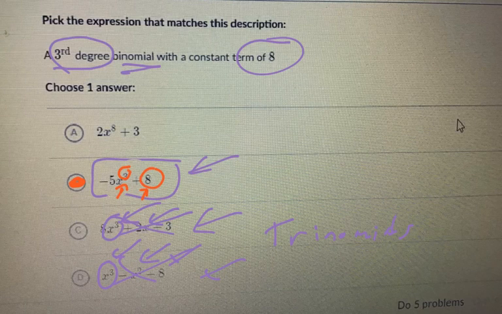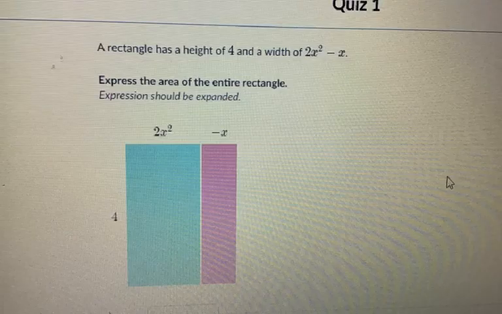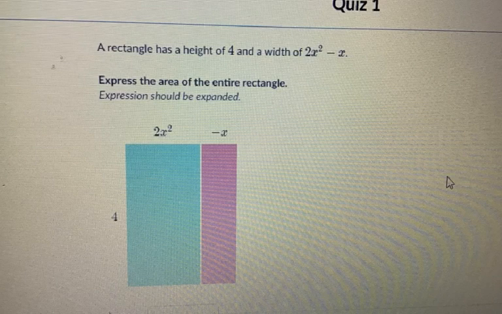But guys, you ought to know degree means the highest power in the expression, polynomial. Binomial means there's 2 of them. Trinomial would mean there's 3 of them. A constant is that number by itself without any variables at the end. All right, next question. Look how simple this is.